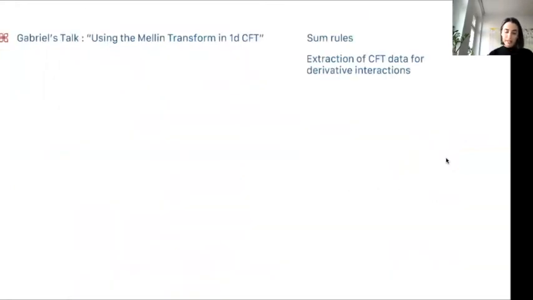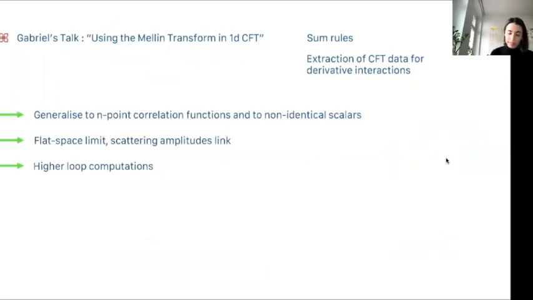And so to conclude, I invite you to look at Gabriel's talk to know about some rules and how we can properly extract the CFT data from derivative interaction, for example. And I want to give you a brief outlook on this topic. The idea is that we would like to generalize this Mellin formalism, which is not really the trivial extension of the higher dimensional case. It's more a development of an entire new formalism, inherently one-dimensional.